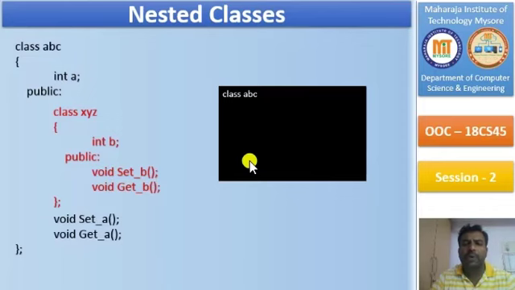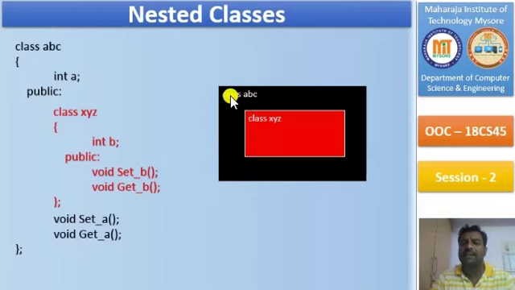Once we have a nested class, initially I had class ABC and the class XYZ was not part of it. But now that we have modified the code and brought the class XYZ inside the class ABC, there is a class XYZ inside class ABC. This is what we talk about as a nested class. Once I have done this, we are going to call something an inner class.